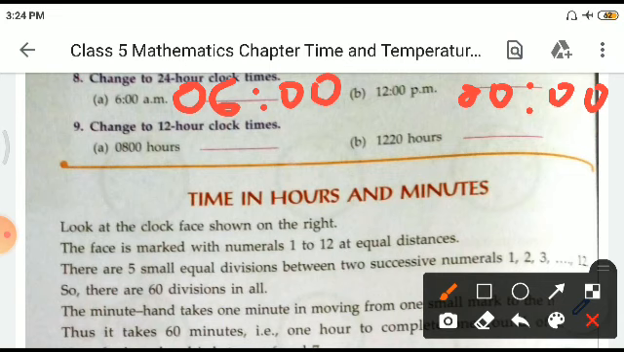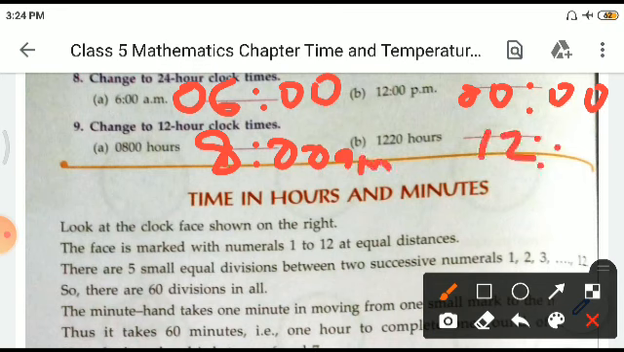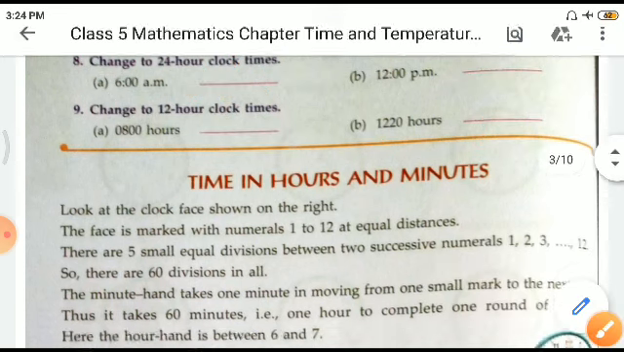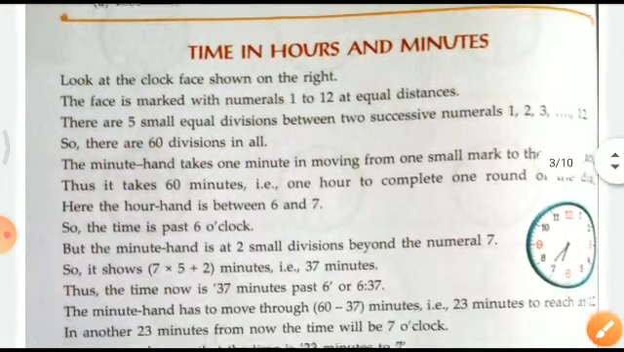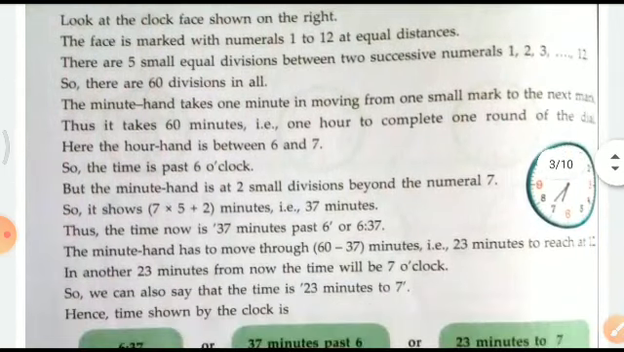Now change to 12-hour clock times. 0800, it will be 8:00, and 1220 will be 12:20 hours, right? So we will be writing AM here, and here 12:20 PM we will be writing, right? Okay. Now time in hours and minutes, right?